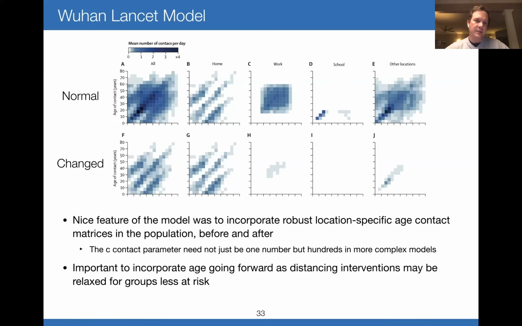So these are age contact matrices that are often informing many transmission models, and these are in different locations. They're also tracking how those contact patterns changed before and after the epidemic outbreak in Wuhan. You can see the intensity of those contacts was reduced substantially, but the structure of who contacts whom also changed overall in terms of the age stratifications. And I think it'll be critically important to incorporate age going forward into these intervention models, as distancing interventions might be relaxed for different groups that are less at risk, and that's clearly going to be related to age and aging.